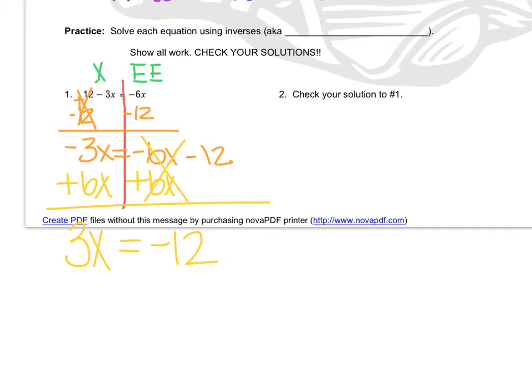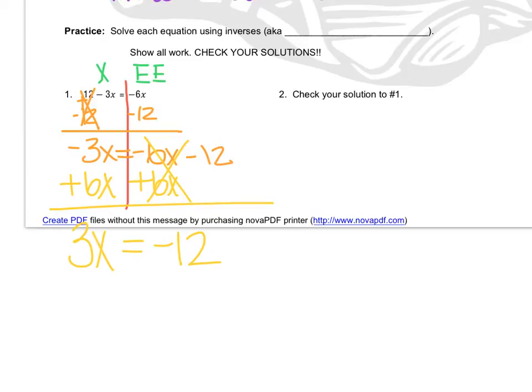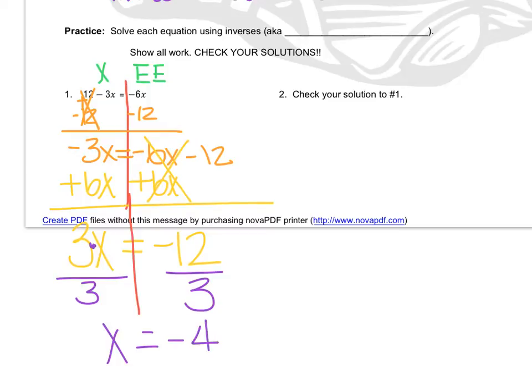So my coefficient here is 3. Remember, whenever I have a number and a letter attached, they are multiplied together. So to undo multiplication, I'm going to divide both sides by 3. And again, the rule says whatever I do to one side, I must do to the other. So I'm left with x equals, well, negative 12 divided by 3 is negative 4. So this should be my answer.